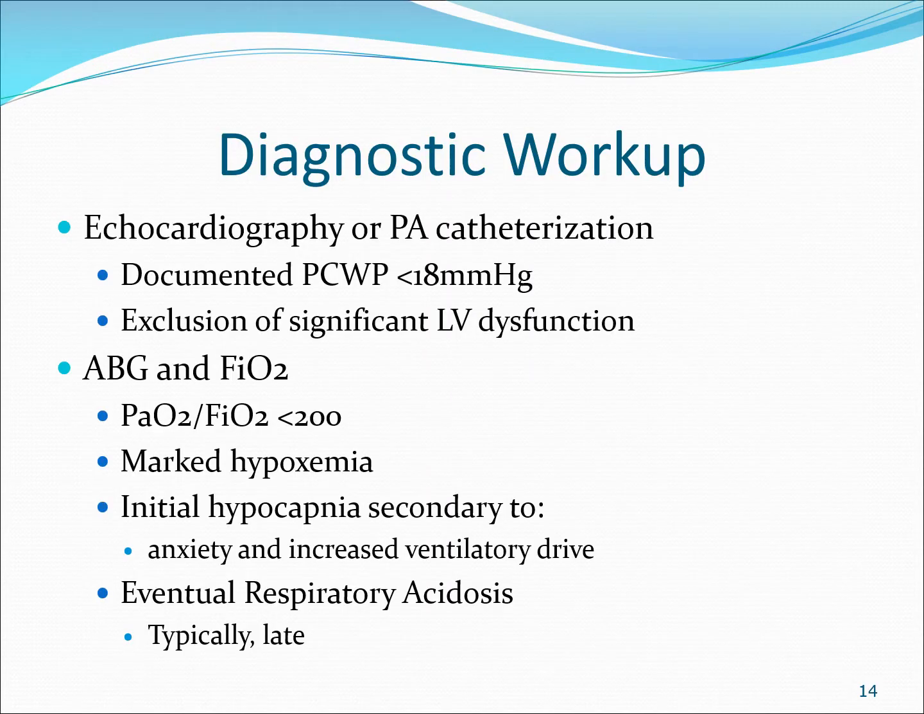More about the diagnostic workup. Remember, you have to determine that you don't have left ventricular dysfunction. How to determine that is done with an echo or a PA catheterization. You need to show that the pulmonary capillary wedge pressure is less than 18 millimeters of mercury. If you show that, that rules out any kind of left ventricular dysfunction. And then if the PF ratio is less than 200, you have marked hypoxemia. In other words, this occurs very quickly.